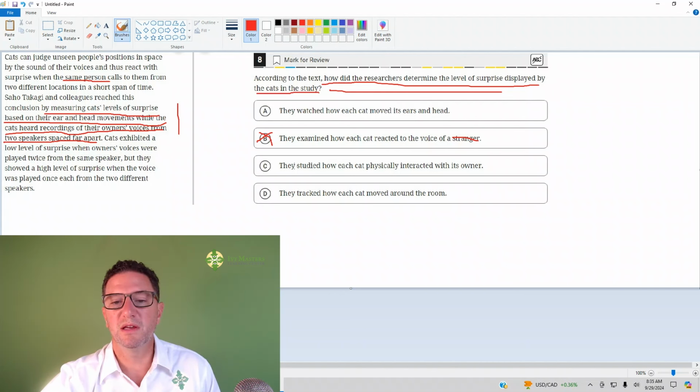Answer choice C, they studied how each cat physically interacted with its owner. It sounds like there's no physical interaction here with the owner. It's just a voice being played from two different speakers. The owner might not be present at all. Answer choice D, they tracked how each cat moved around the room. Well, if it's just their head and their ear movements, they don't have to be walking at all. They don't have to be moving around the room. Answer choice A is definitely your best answer. You mark it, you move on.